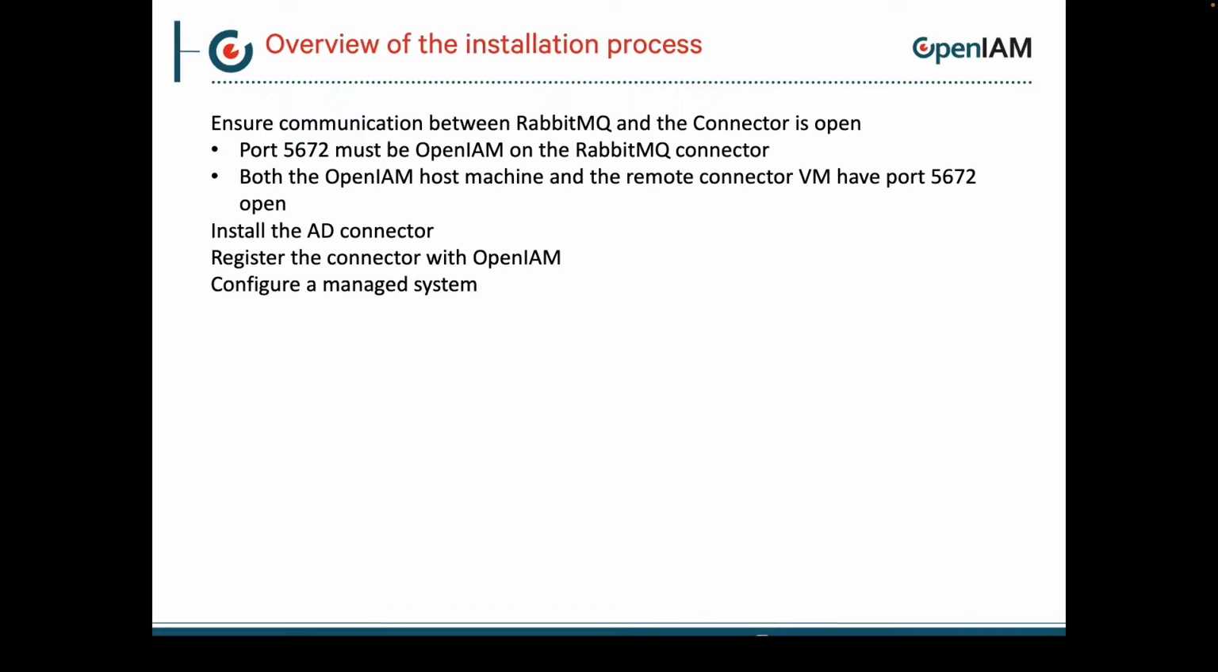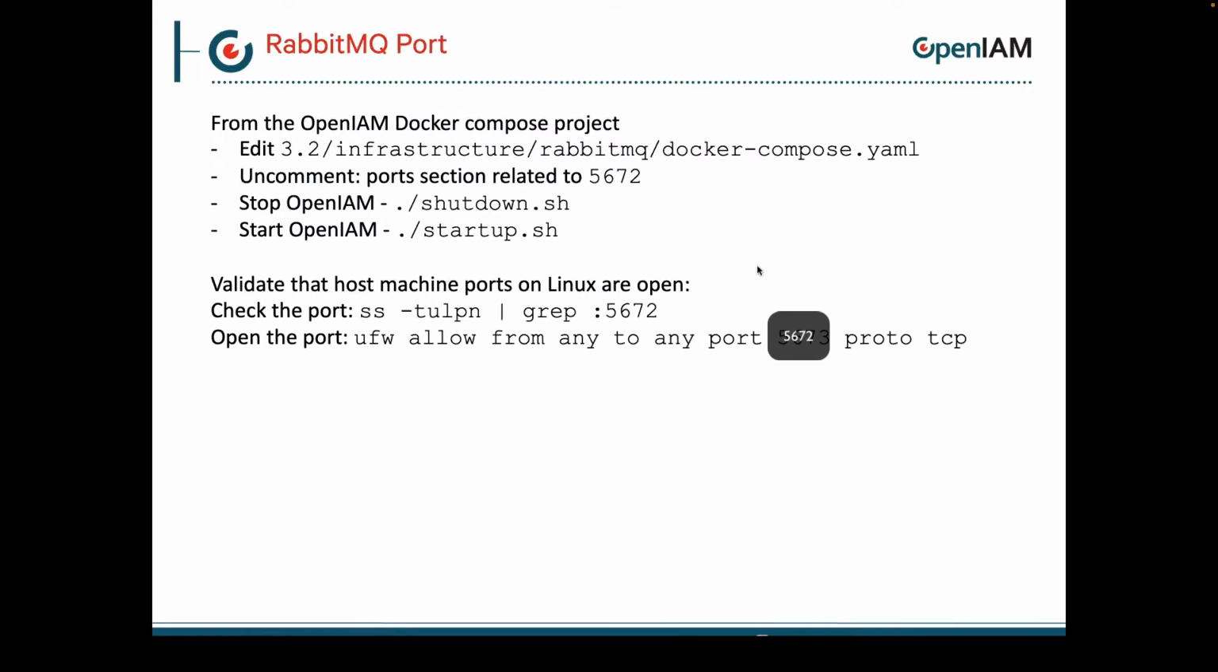Then we need to register it with OpenIAM. And then the last part is to configure a managed system, right? So these are the steps that we need to do to basically onboard the Active Directory connector and integration, right? So let's take a look at the first step.